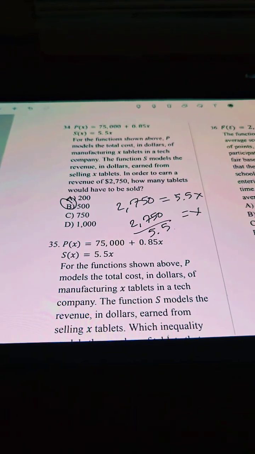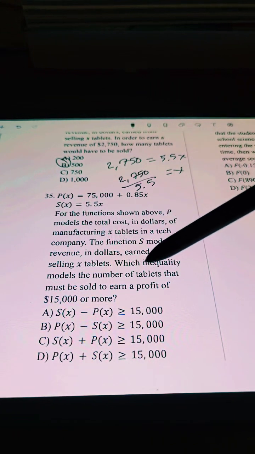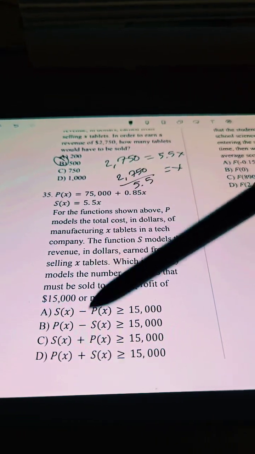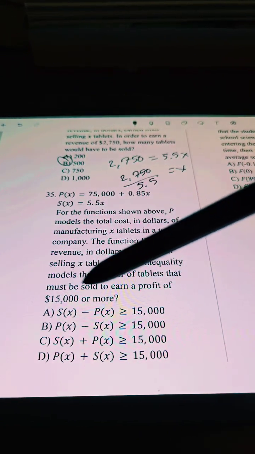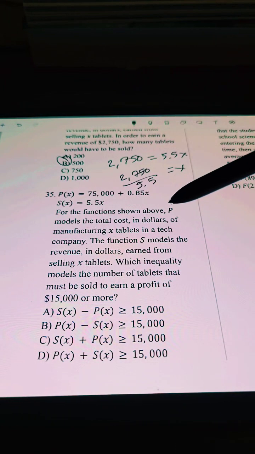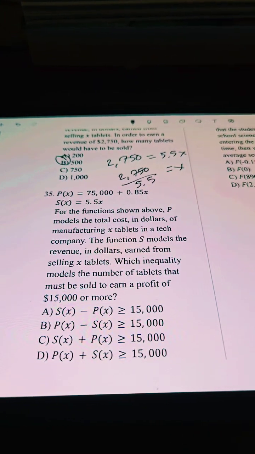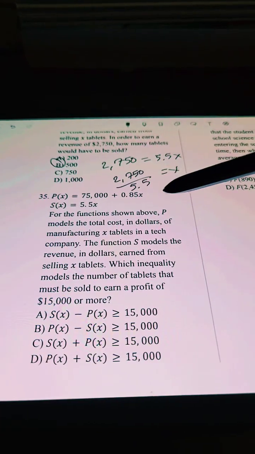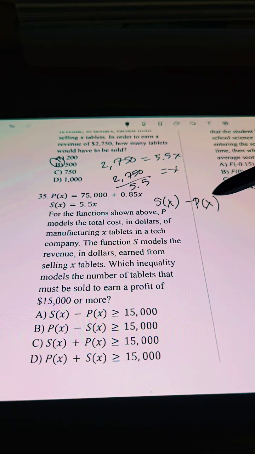Okay, so now let's go to this one right here, number 35. Same sort of setup, but a different question at the end. Which inequality models the number of tablets that must be sold to earn a profit of $15,000 or more? Remember, P is the total cost and S is the revenue. To find profit, it's going to be your revenue minus your cost. So we're going to have to do S of X minus P of X to get the profit.